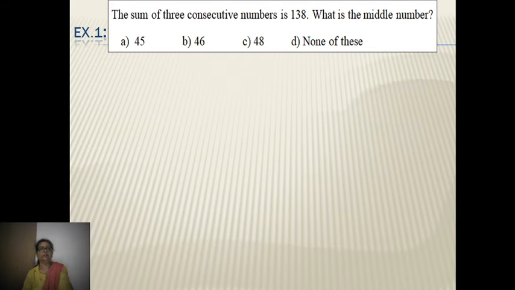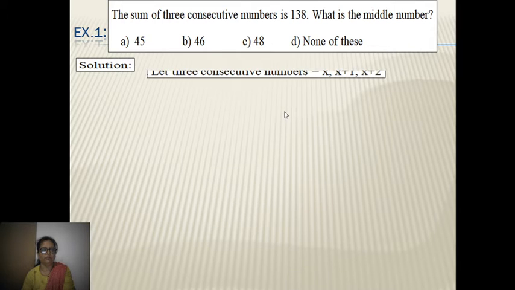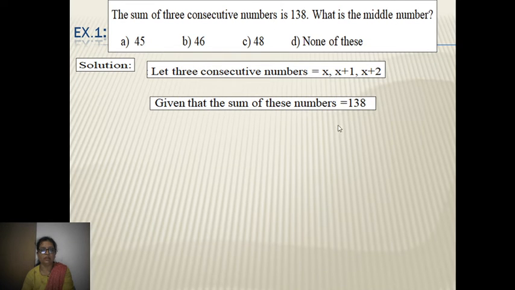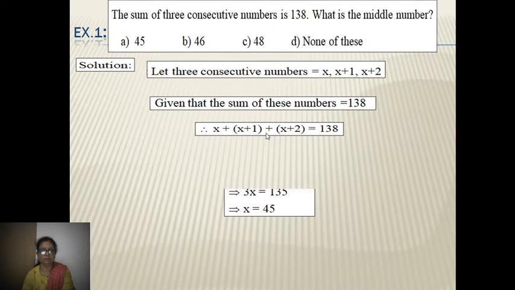Now we discuss single variable problems. Example number 1. The sum of three consecutive numbers is 138. What is the middle number? Now we consider the three consecutive numbers x, x plus 1, x plus 2. Apply the given condition and frame the equation. Addition of these three numbers equal to 138. Now combine the x value and constant term. Therefore 3x plus 3 equal to 138.